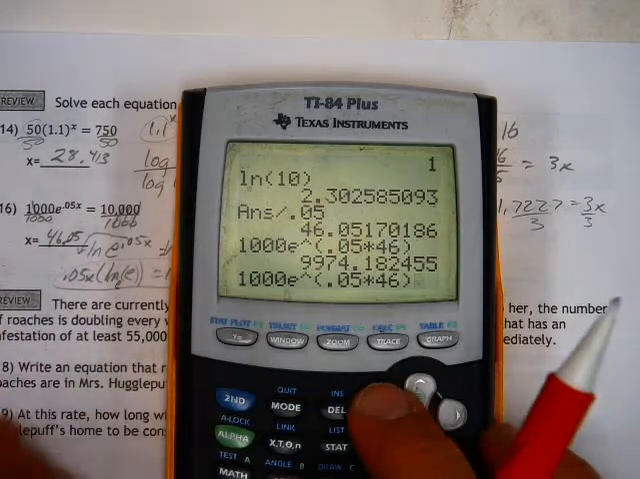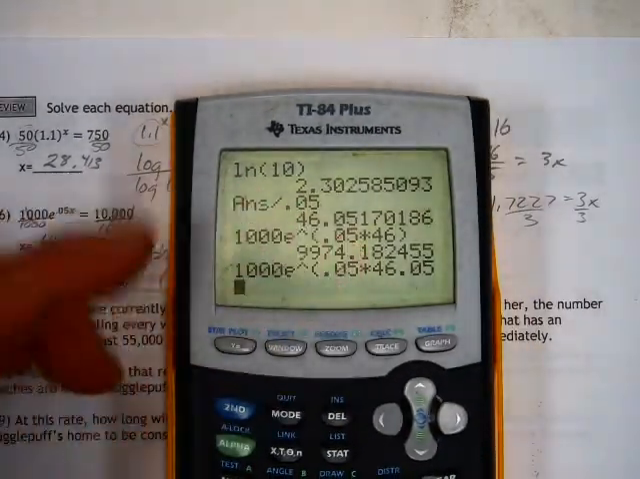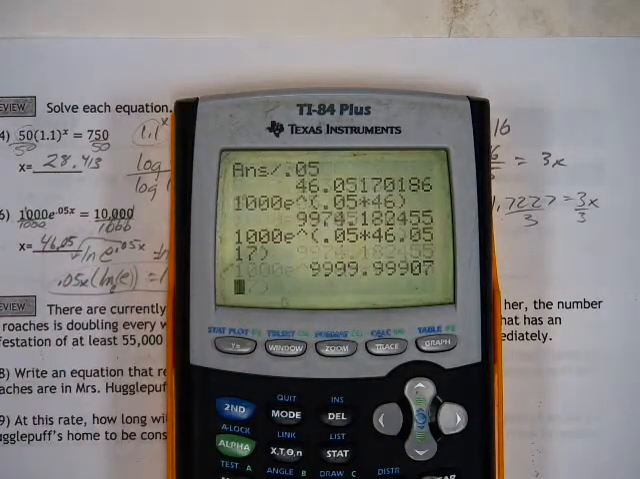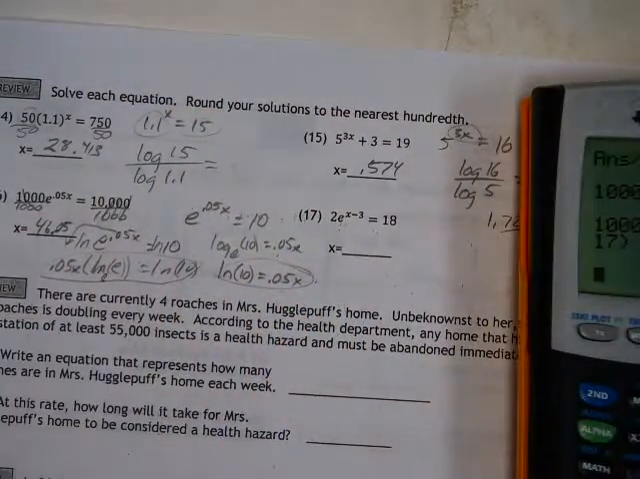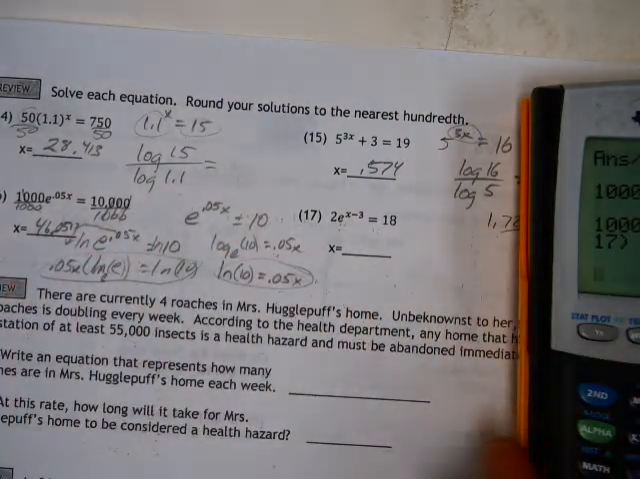You go back and do the same thing, 46.05, what was it? 0517. It's going to get you a lot closer. You don't think that's as big of a difference, but look at that. Pretty big difference. 46.0517, just for kicks now. 17.